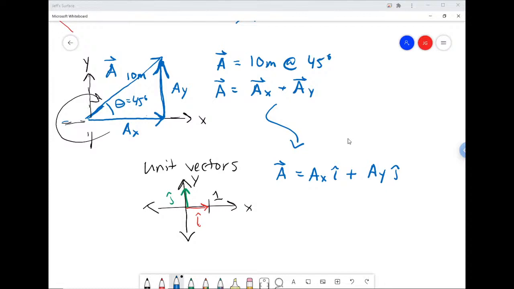Here's a question for the comments. Let's say that I told you A has a magnitude of 10 meters at a direction of 45 degrees. How would you find Ax and Ay with that information? You know A is 10 meters and it's pointing 45 degrees above the positive x-axis. How would you find Ax and Ay from that knowledge?